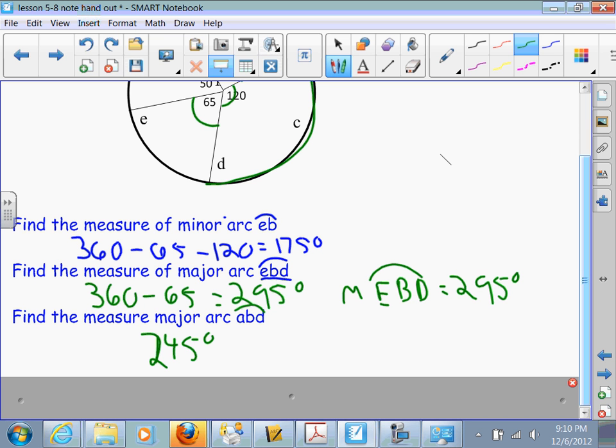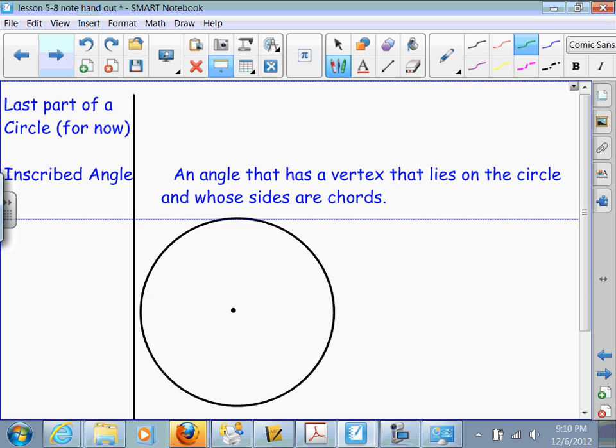All right, we're in the home stretch now. If you need to pause and take notes on this, please do. Otherwise, we're going to talk about the last part of our circles and do 2 more examples here. All right, last thing that we're going to talk about.